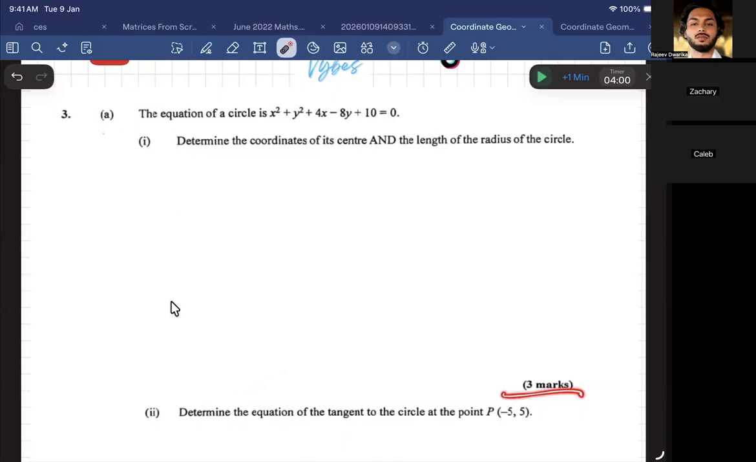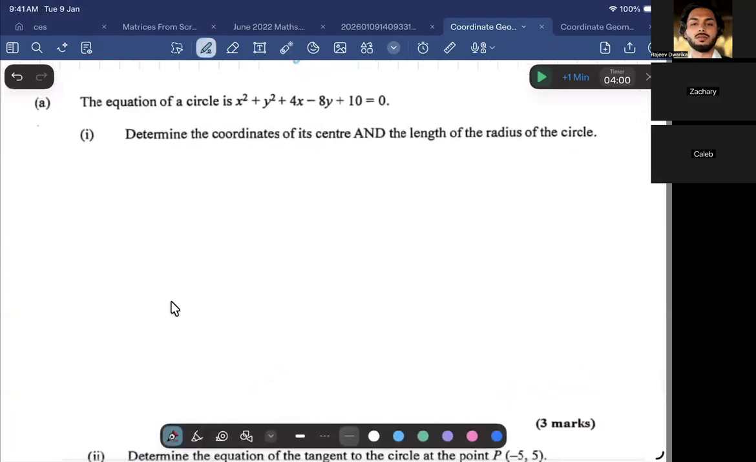Just to tell them the coordinates of the center and the length of the radius. That's real easy, exceptionally easy. So let me answer this question fast. Caleb, let me see if you have it locked in.